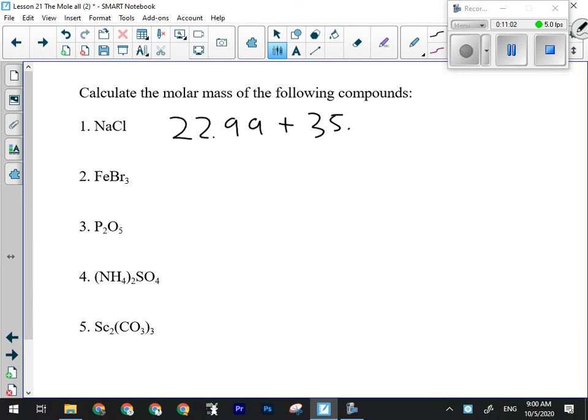That's 35.45 if I remember correctly. Mine's like a steel trap. It's just always closed. Okay, so I got to add those two together.